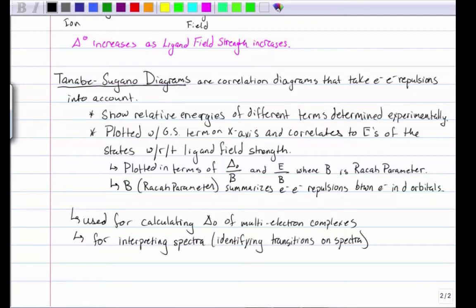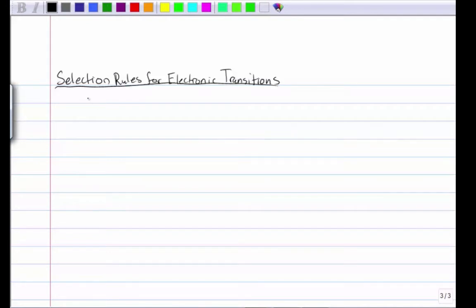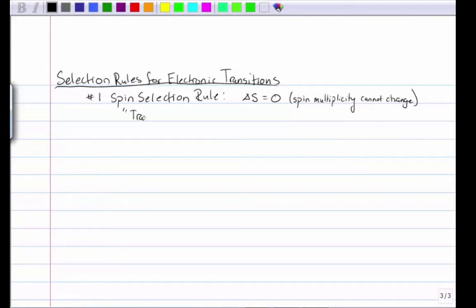Before I show you how to use the Tanabe-Sugano diagrams to interpret a spectra, I want to talk about selection rules for electronic transitions. So there are some rules. So transitions happen, but they can't all happen with the same intensity because of these selection rules. So the first one is called the spin selection rule. And the spin selection rule is that the delta S cannot be 0. So this means that spin multiplicity cannot change. So transitions between states of different multiplicity are forbidden.